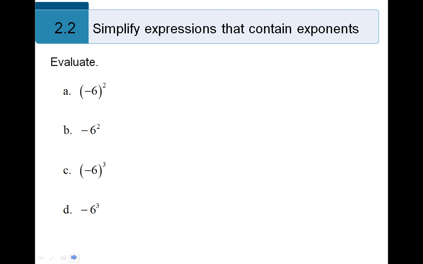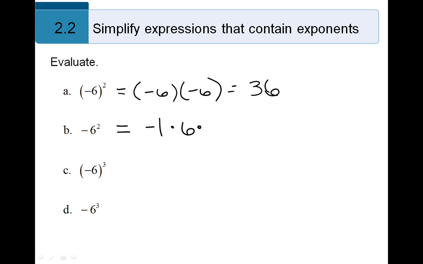Let's evaluate these. So in A we have negative 6 squared. This will equal negative 6 times negative 6, which is equal to positive 36. In the next example, this is not negative 6 squared. We need to think of it as being the opposite of 6 squared, or we can think of it as being a negative 1 times 6 times 6, which will equal negative 36.